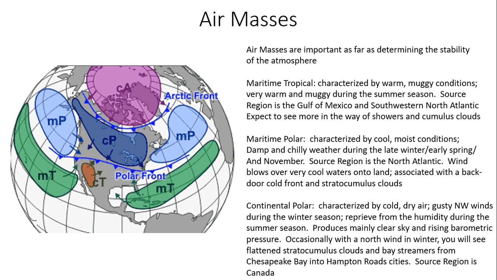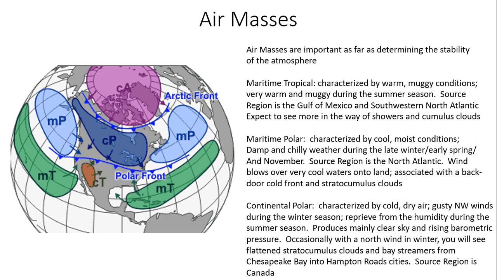Now, maritime polar air masses are characterized by cool and moist conditions. They're damp and chilly. They give you that dull gray overcast of low stratus type clouds off the ocean during the late winter, early spring, and November. A source region is generally the North Atlantic for maritime polar air masses, and the wind is going to blow over very cool, unfrozen waters of the North Atlantic, or if you live in the Pacific Northwest, over the unfrozen waters of the North Pacific.